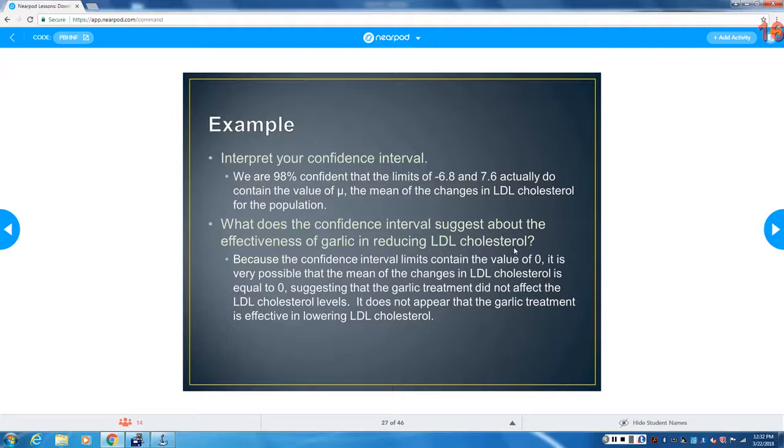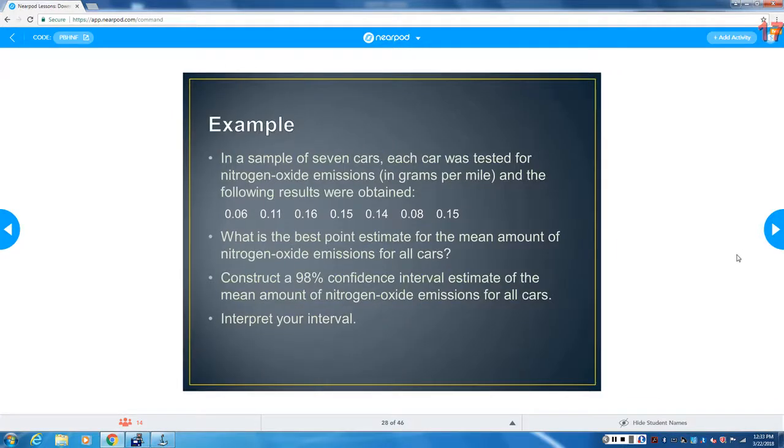don't base all that on that, but so it looks like it's not effective because 0 is in there, and it was a change in LDL levels. Now we're going to do an example where we have a list of data. And if you have a list of data, it can only be a mean. For proportions, and I'll write it on here, let's see. So we'll work this problem in a minute.